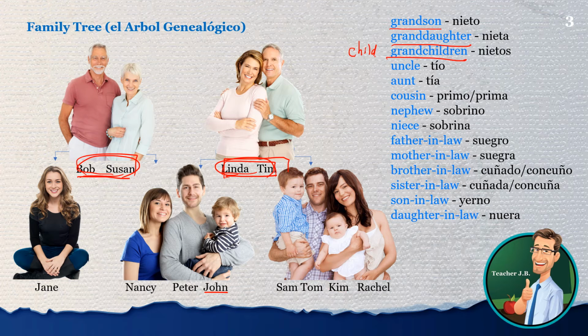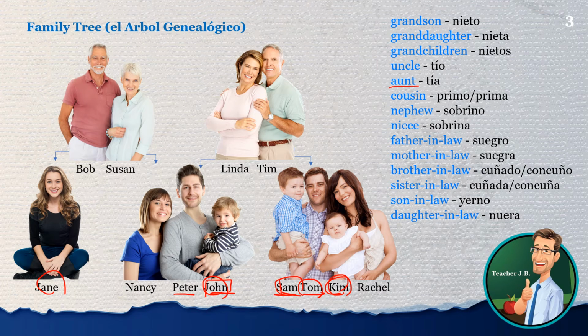Now we are going to study uncle and aunt. Uncle and aunt. Now, Peter is Sam and Kim's uncle. Tom is John's uncle. Okay? Now, aunt. Jane is John's aunt. And Sam and Kim, they don't have an aunt.